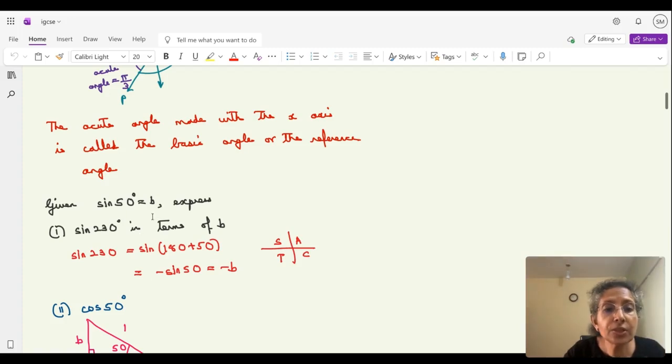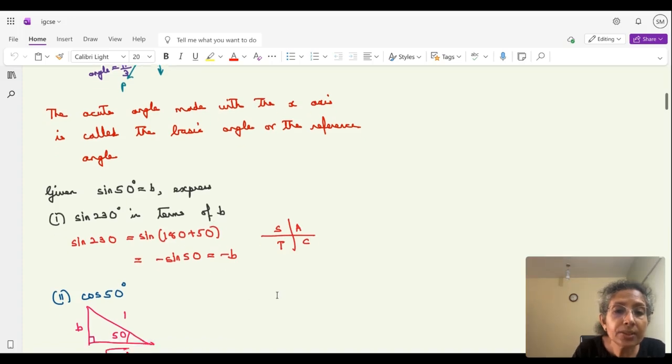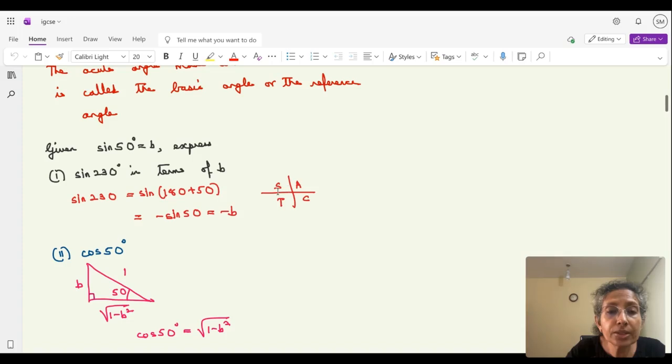Given sine 50 equal to b, express sine 230 degrees in terms of b. Sine 230 is sine 180 plus 50. We are in the third quadrant. Sine is negative. Horizontal axis, so sine remains sine. So it is minus sine 50, which is minus b.